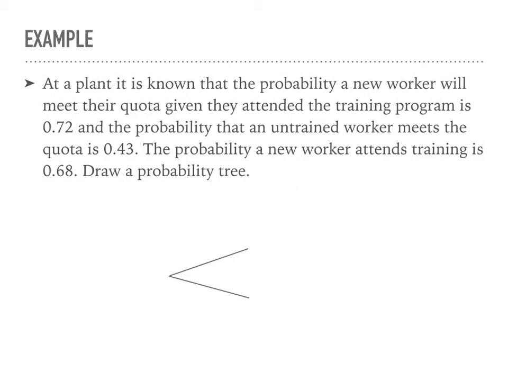So our point here that we start at before we branch off is starting the job. When we first start the job, we have a couple of possibilities. We can be trained or not be trained as a new worker. So we'll use T to represent training, and T with the horizontal bar over it to represent a not trained worker. Now, if you're trained, you can meet your quota or not meet your quota, and if you're untrained, you can meet your quota or not meet your quota.